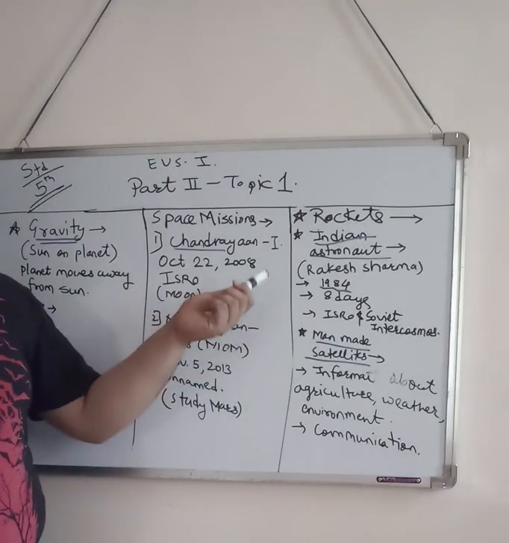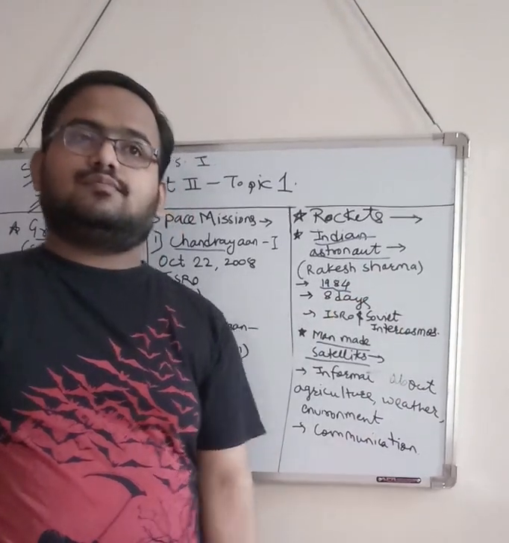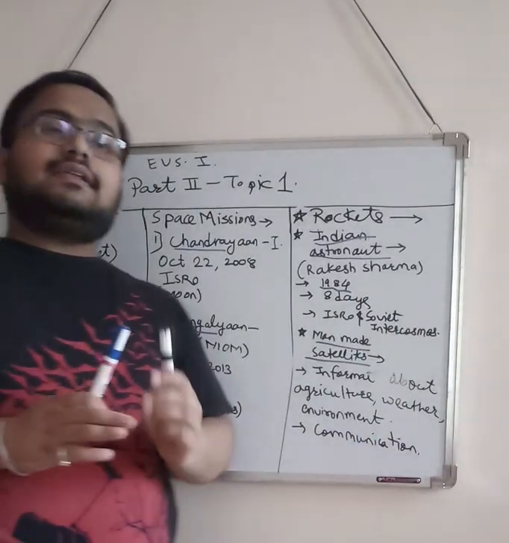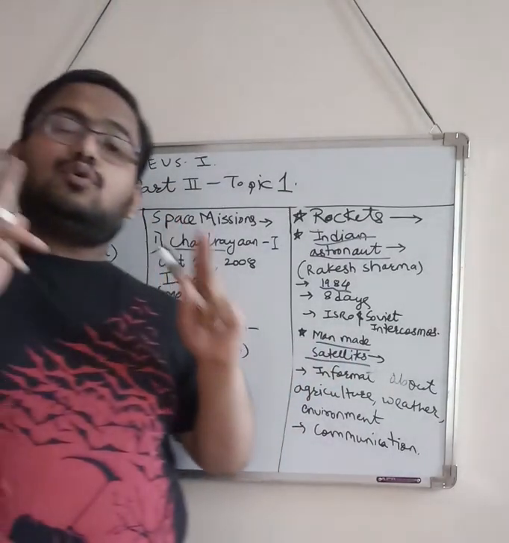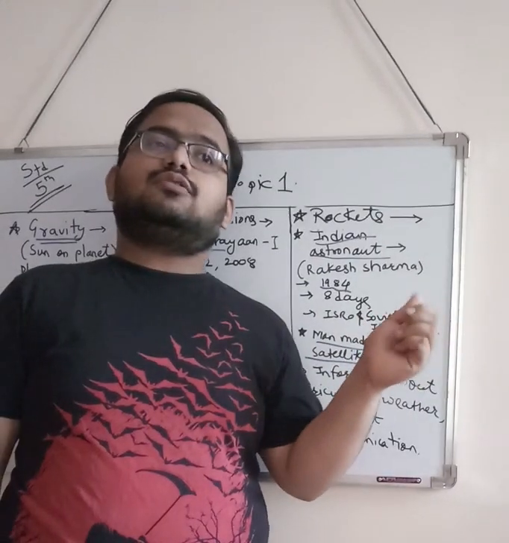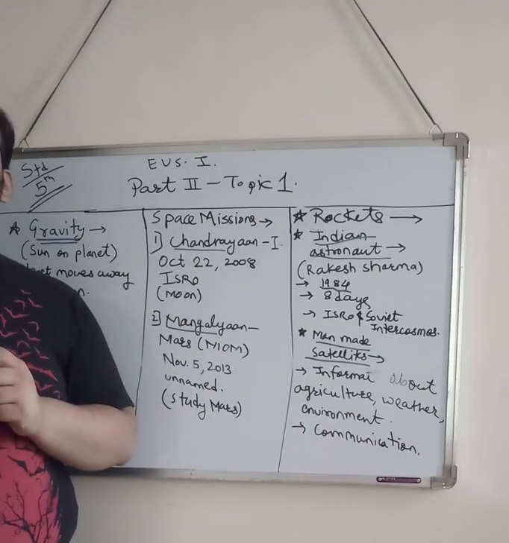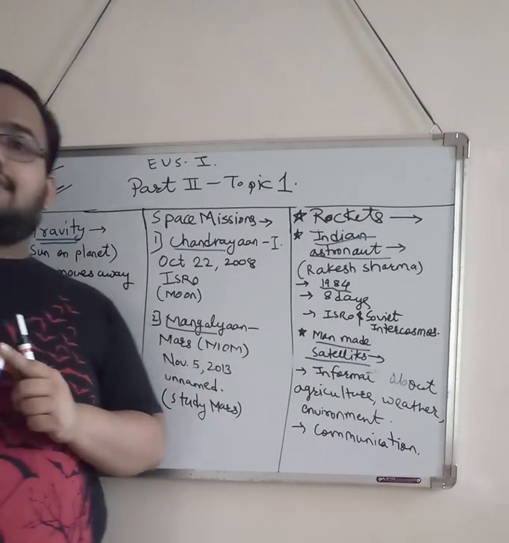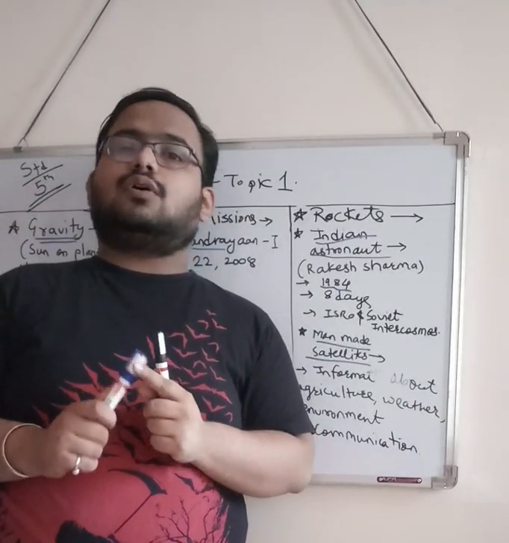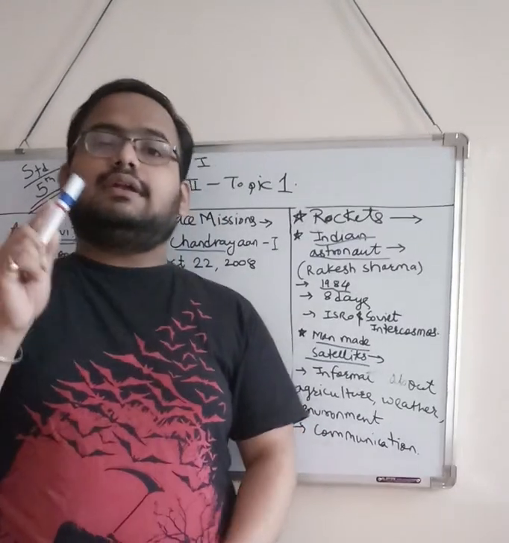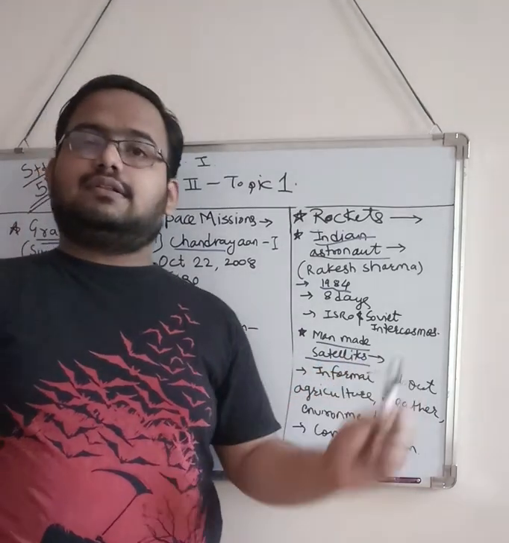Next, Indian astronaut Rakesh Sharma. He was the first Indian astronaut to go into space, in 1984. He lived there for 8 days. This mission was carried out by two groups, ISRO and Soviet Intercosmos. ISRO's full form is Indian Space Research Organization. Repeat after me. Indian Space Research Organization. Understood? Indian Space Research Organization.